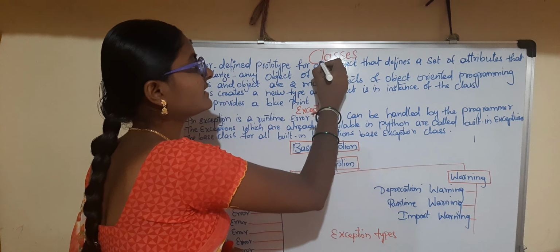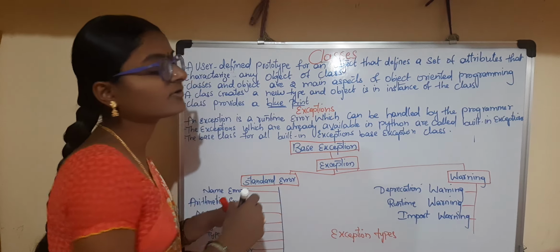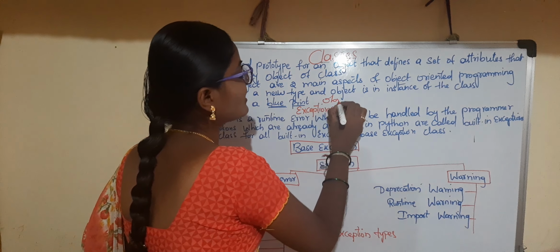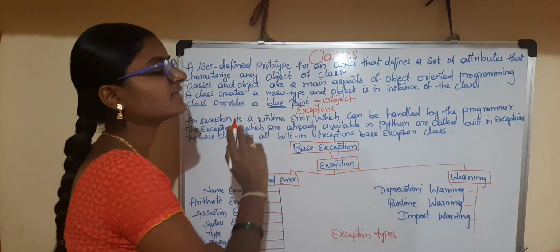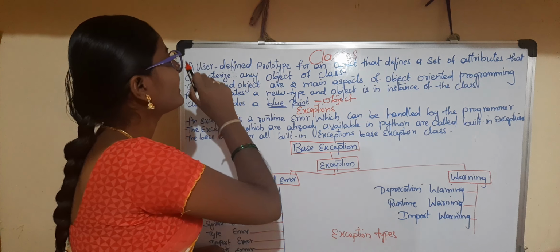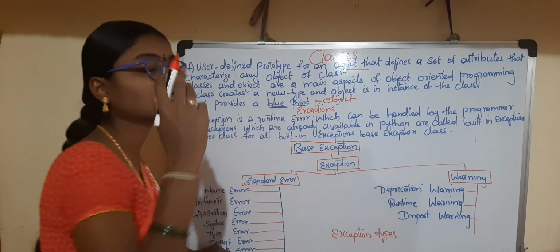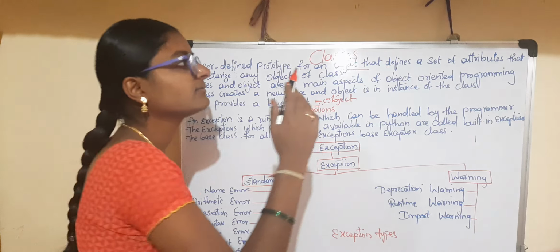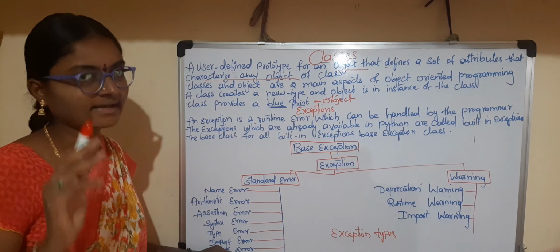A class is nothing but the blueprint of an object. It provides the blueprint of an object. This is called a class. Each class will have object attributes also. A user-defined prototype for an object defines a set of attributes. A class will have a set of attributes. It is nothing but what characterizes an object of a class.